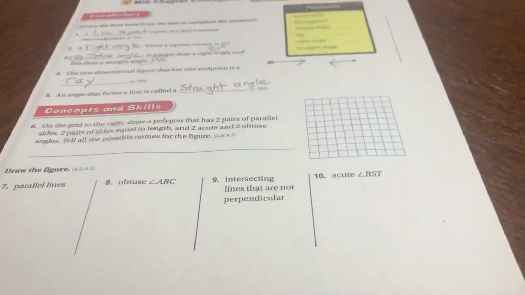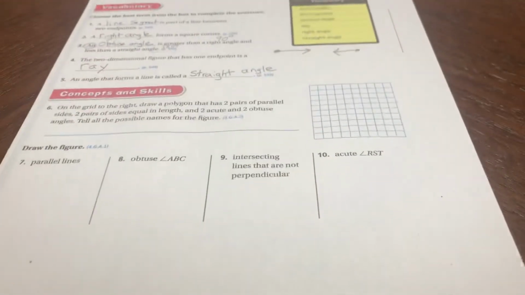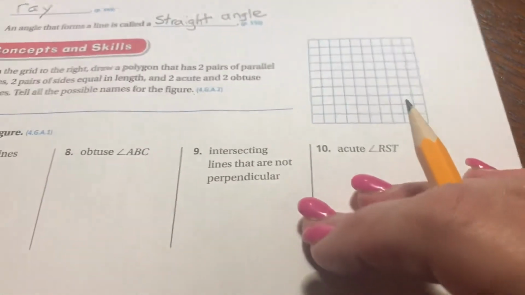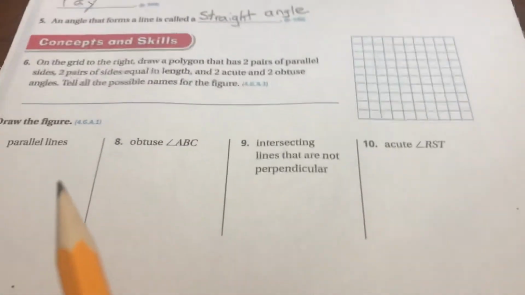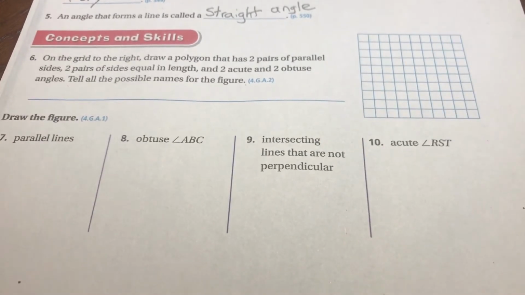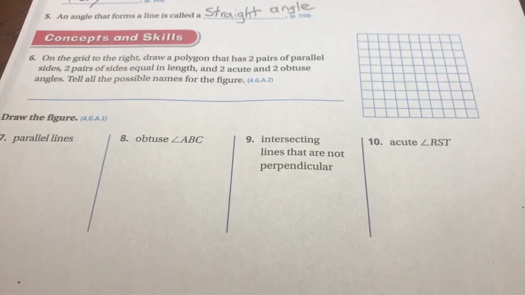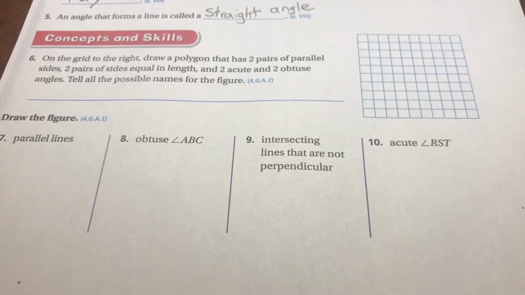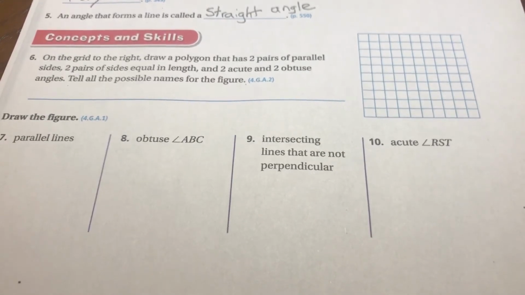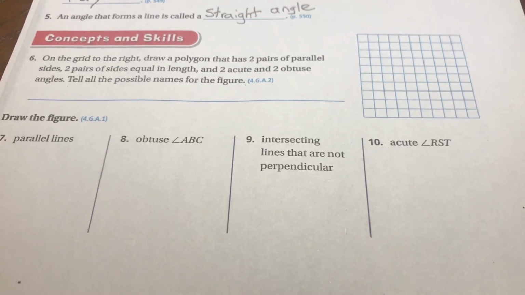All right, let's do number 6. Now, I'm going to tell you, if we were in class, number 6 gets all of our 4th grade students. A lot of people don't get this one 100% correct. It's a little tricky. But anyway, they want us to use this grid paper over here. On the grid to the right, draw a polygon, so a closed shape, that has two pairs of parallel sides, two pairs of sides equal in length, and two acute and two obtuse angles. Tell the possible names for the figure. So we're going to draw it first.